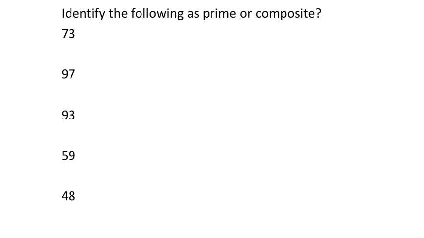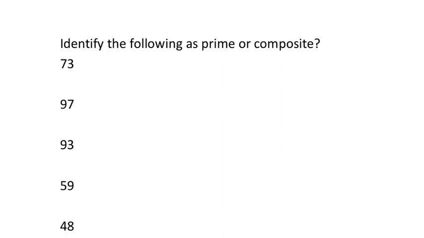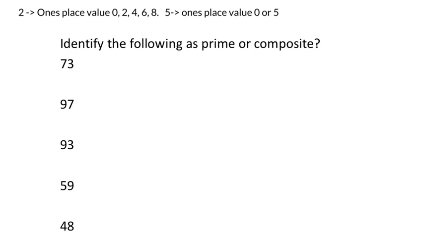So identify the following as prime or composite. So again, my main divisibility rules are based off of 2. Okay, so 2, we're looking for, in the ones place value, we should have 0, 2, 4, 6, or 8. Then we'll look at 5, which in the ones place value should be a 0 or 5. Now again, I'm going to skip 10 just for the sake of space.